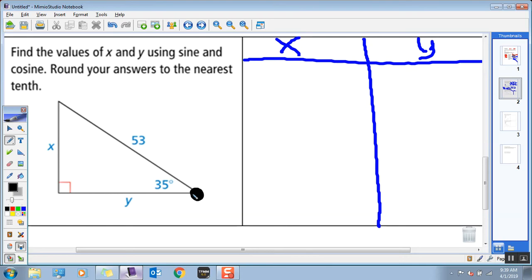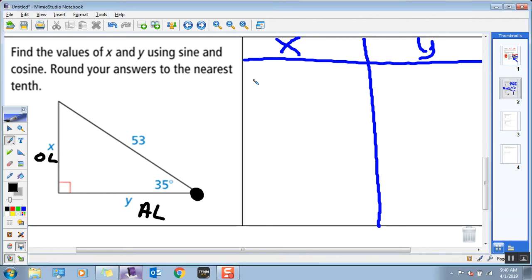How is x related to my reference angle? This is the opposite leg. This would be the adjacent leg. So I'm going to label those like so. All right, here we go. To solve for x, if x is an opposite leg and I know the hypotenuse up here, am I getting sine function or cosine function? X is the opposite leg, so I have to use sine.